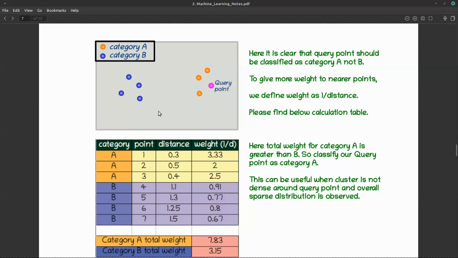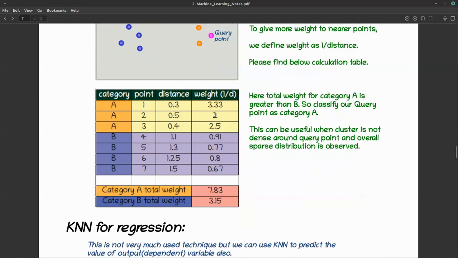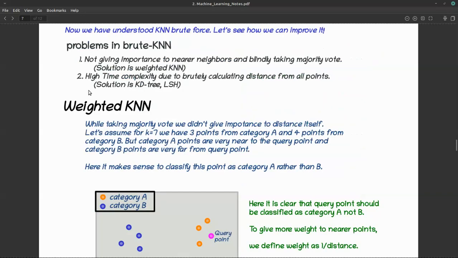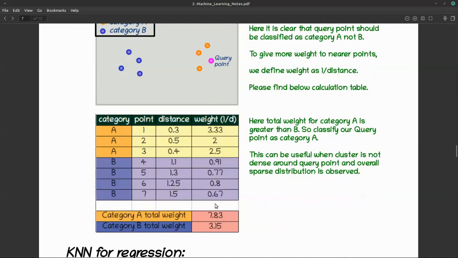But if I take k equal to 7, these 7 are the neighbors of this point, and the majority is nothing but category B. So they will say this is a blue point or violet point, blue or violet, you can say that. Blue point, right? So that's the problem. Then what this weighted KNN is saying, just take the weight as 1 upon distance, right?